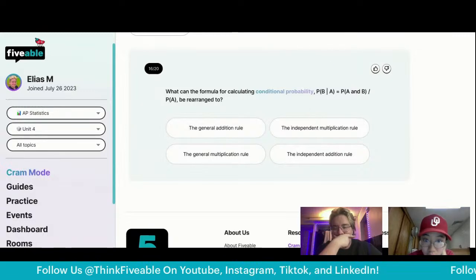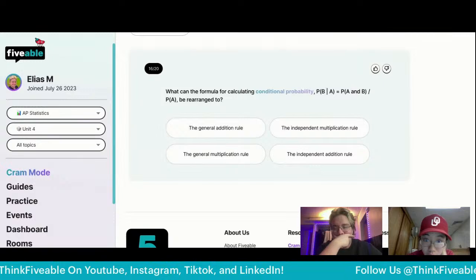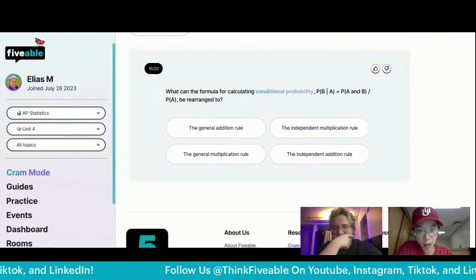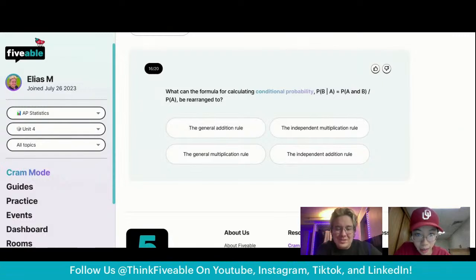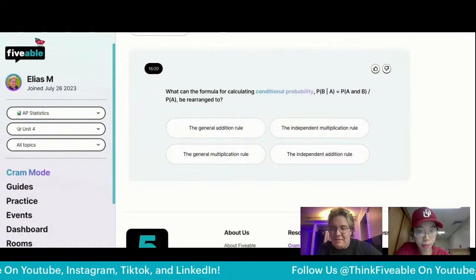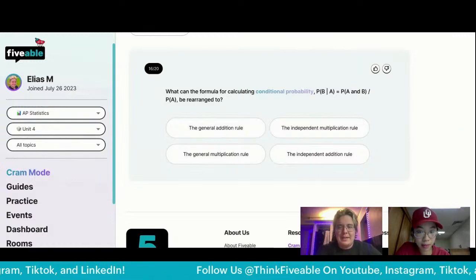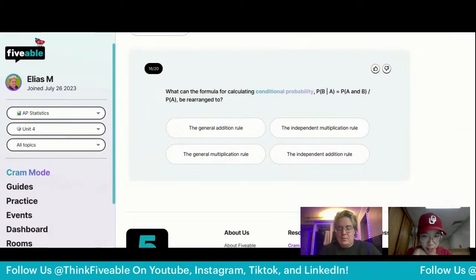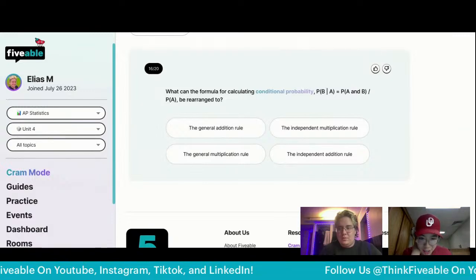Wait, let me try to figure this out. So is this the P(A and B) product rule? Because I know that that's a thing, but I've never heard it called the general or the independent multiplication. Yeah, they worded some of these questions very strangely.